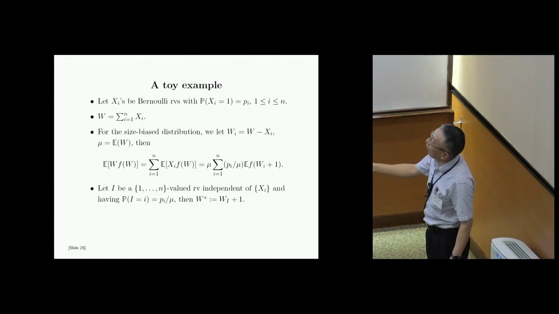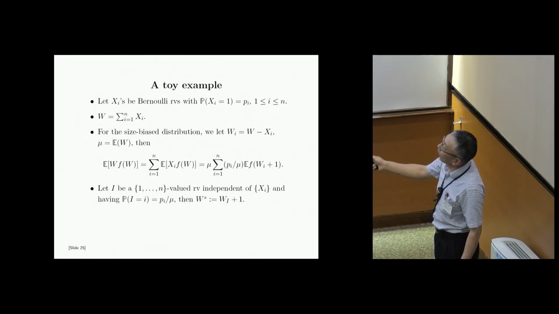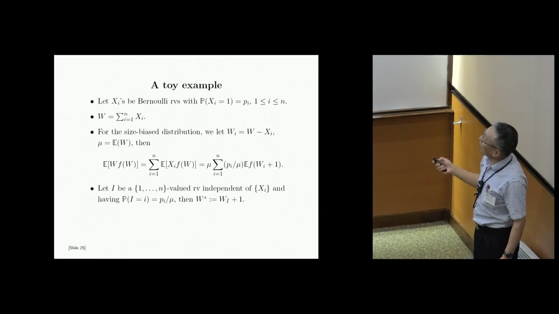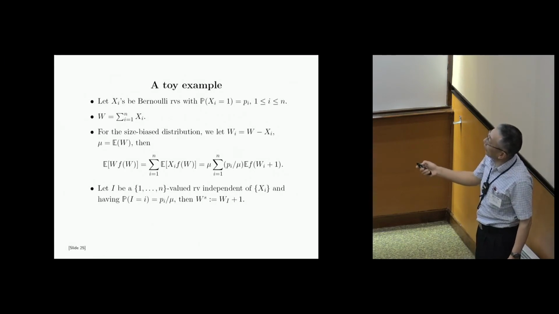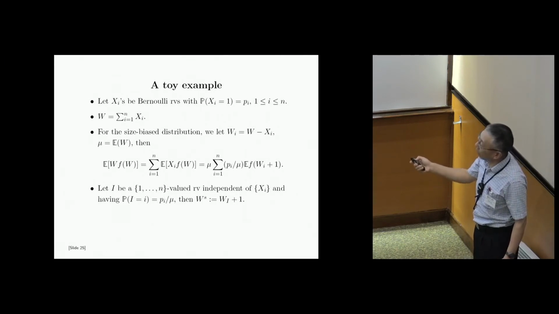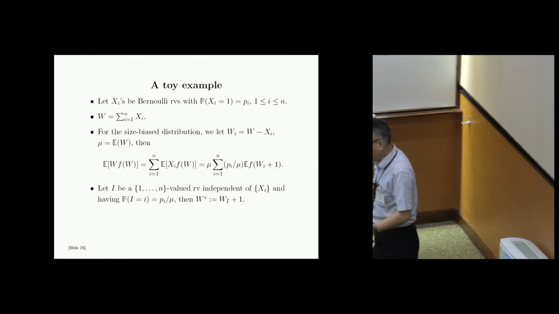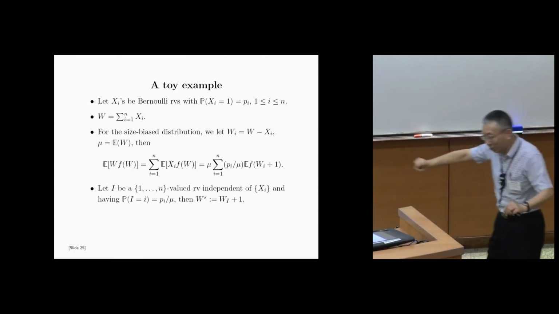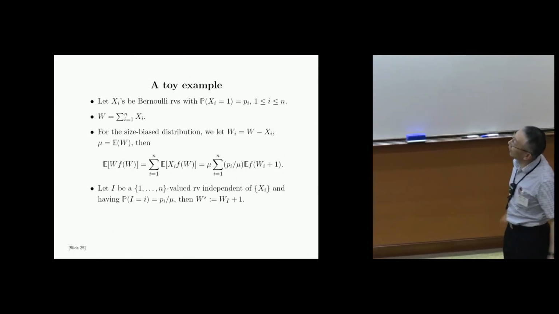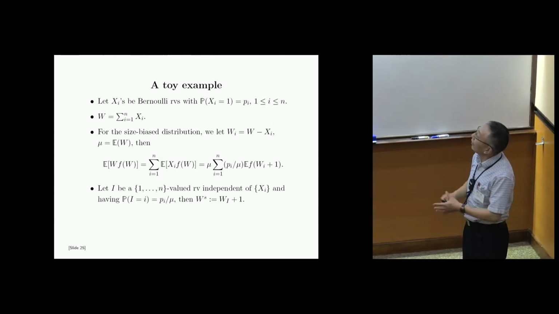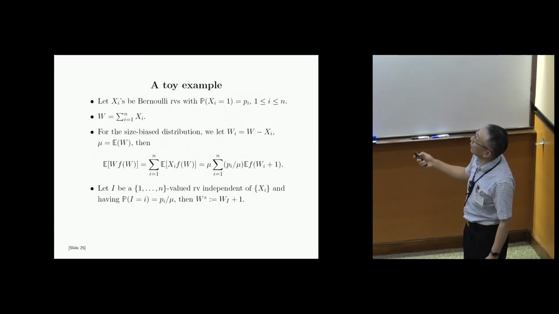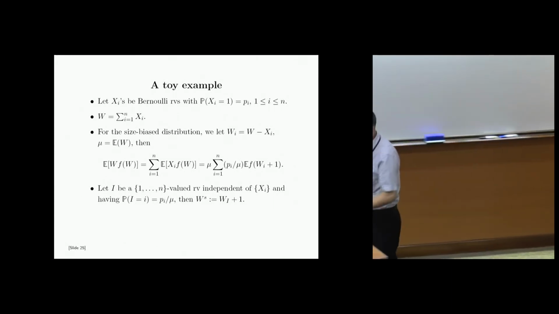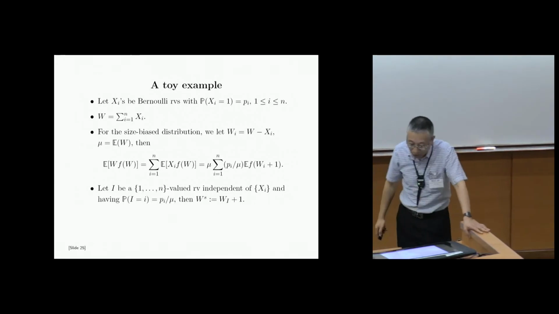So we have this I taking values from 1 to n, a valued random variable independent of xi's, and then the W can be written as W_I plus 1. What we do here is choose an index according to the distribution in here, and then replace that value xi by 1, and the rest of them stay as they are. So this is for this size bias distribution.